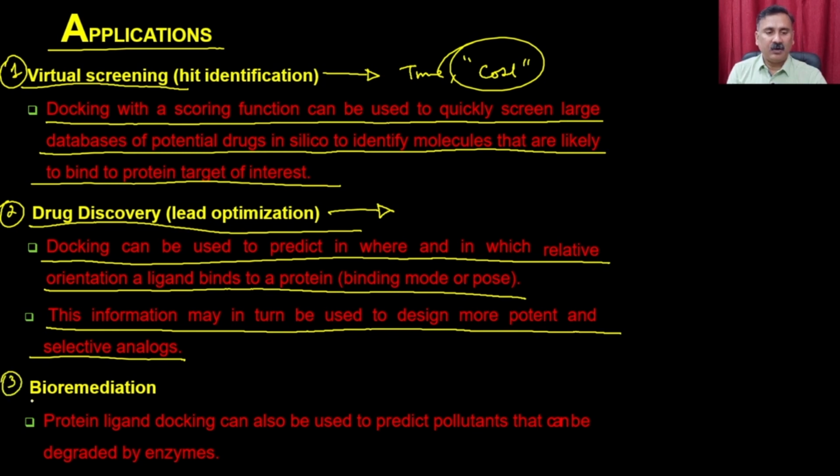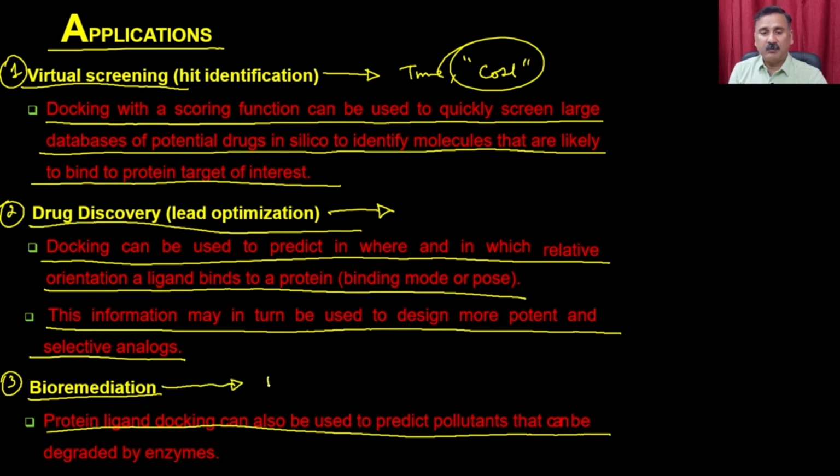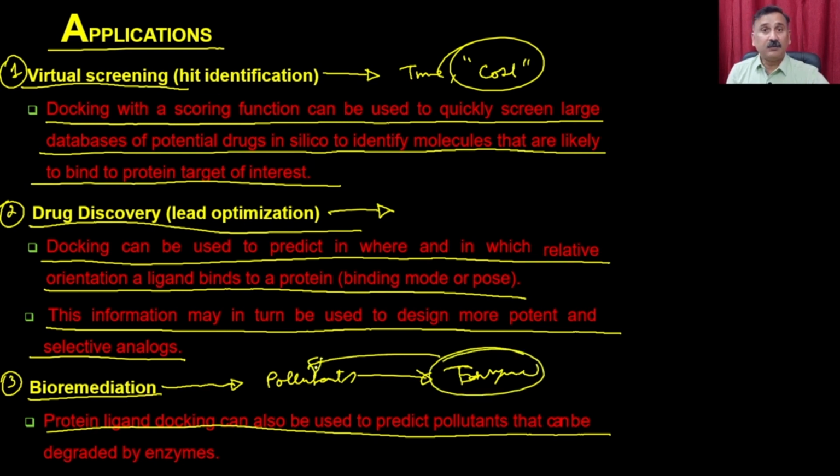And then the third is bioremediation. Protein-ligand docking can also be used to predict the pollutants that can be degraded by an enzyme. So in bioremediation, you can select the pollutants which are going to be targeted by the enzyme, and that's how you can use the specific enzyme to reduce the level of that particular pollutant. This is very relevant when we talk about the applications of enzymes. You will understand that there are so many enzymes available to reduce the level of pollutants.